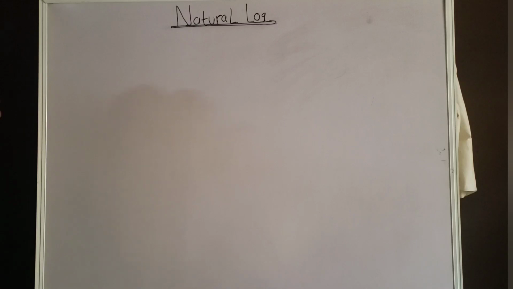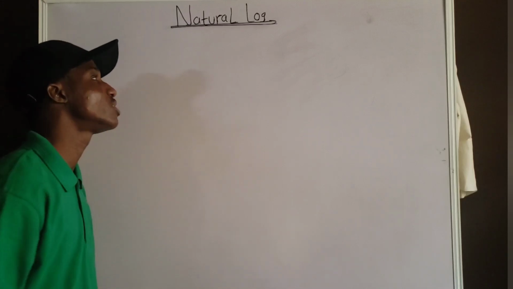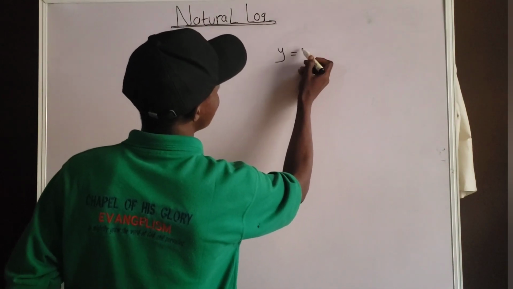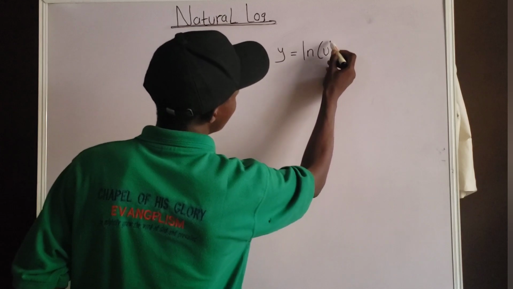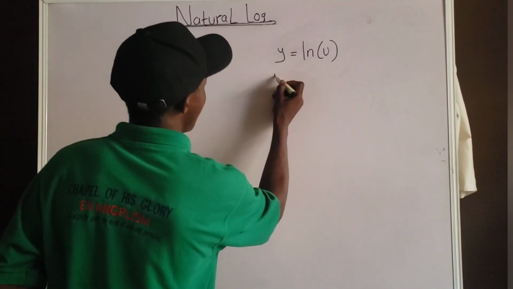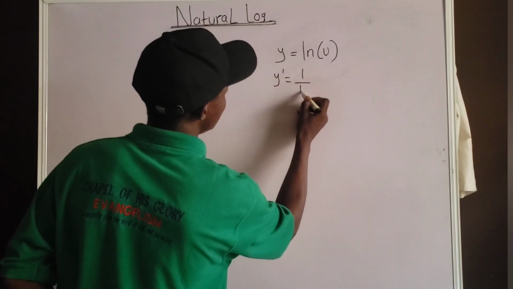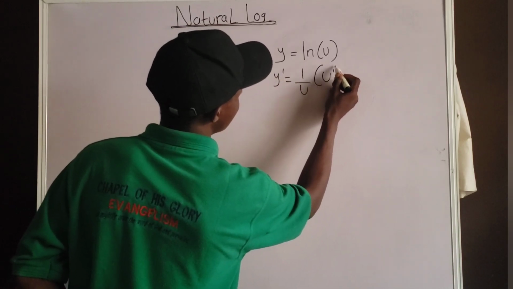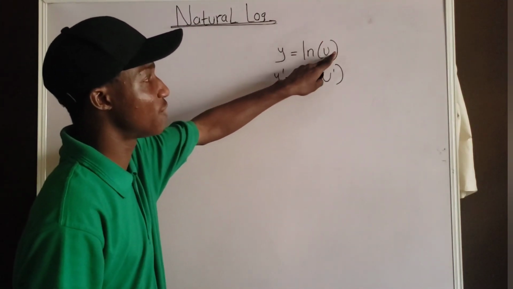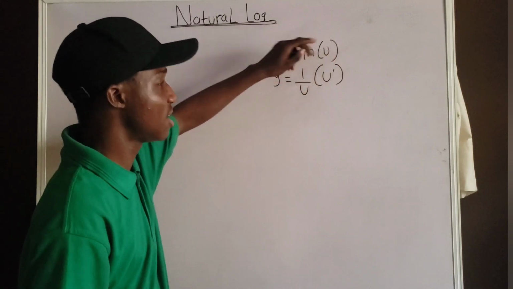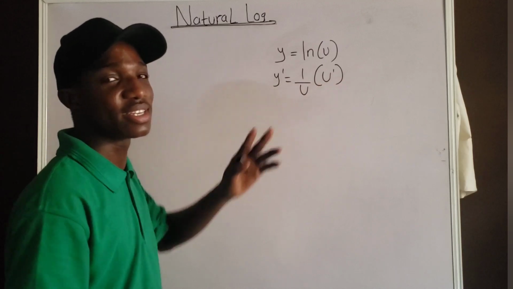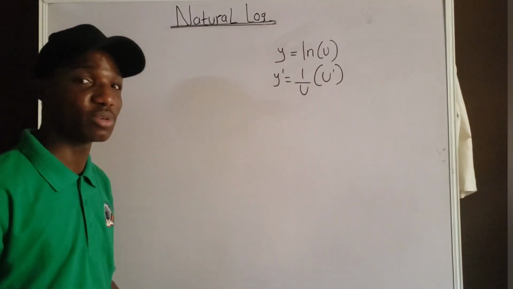Okay, let's start by knowing the rule of how to differentiate a logarithmic function, the natural log function. Let's assume that we are given y equals ln u, and we are told to find the derivative of y. The derivative of y is equal to 1 over u multiplied by the derivative of u. You understand what I'm saying? That is, we are going to take the inverse of the parameter that is here, differentiate the parameter, and multiply it with the inverse. That is how to find the derivative of a logarithmic function.